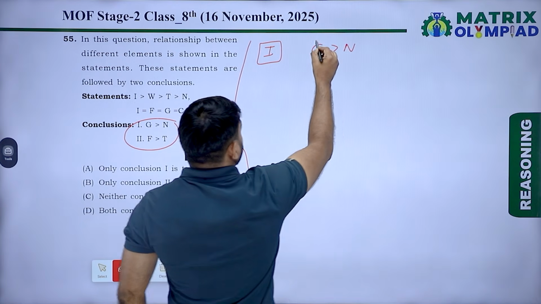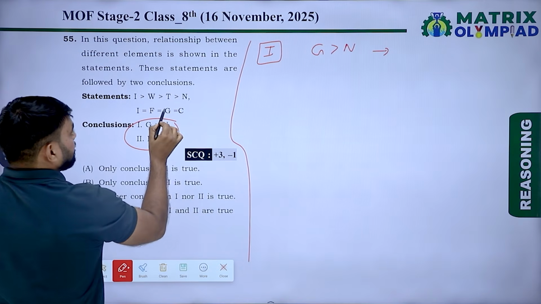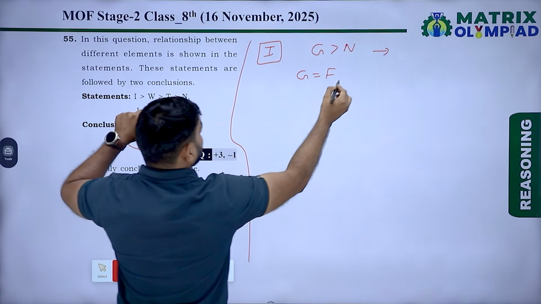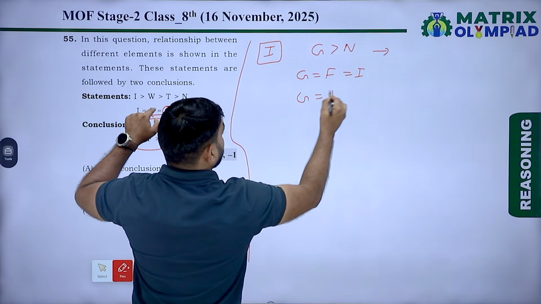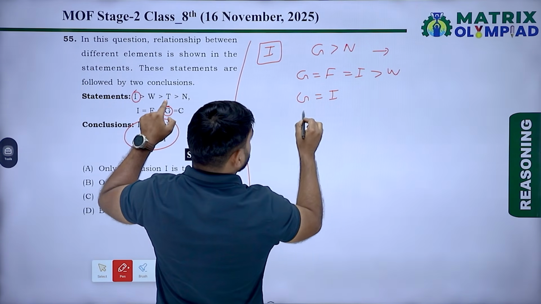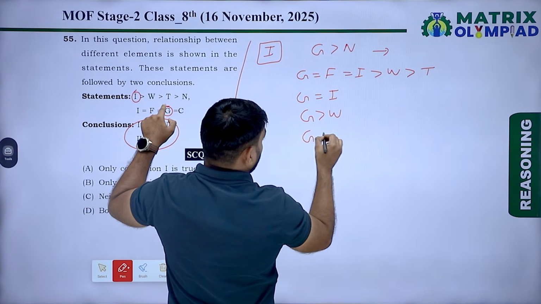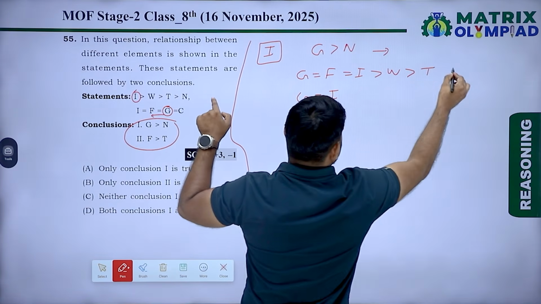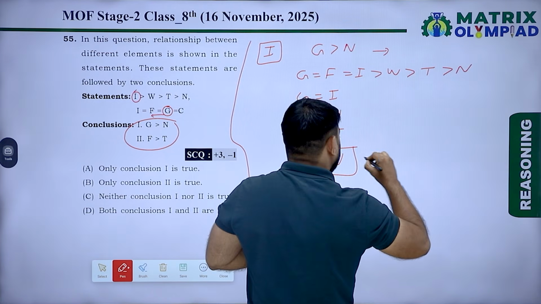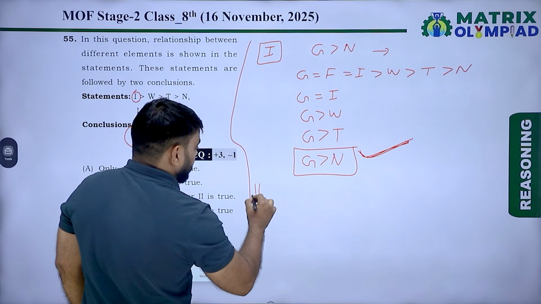So we have to move from G to N. So G is equal to F. F is equal to I. So it means G also is equal to I. Now I is greater than W, which means G is greater than W. Now W is greater than T. So it means G is also greater than T. Now T is greater than N. So it means G is greater than N. So here conclusion number first is definitely true according to given statement. Now check the conclusion number second.